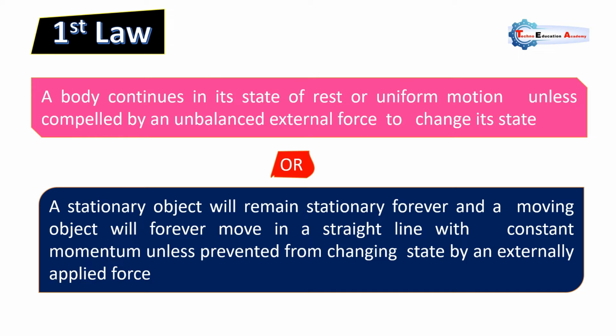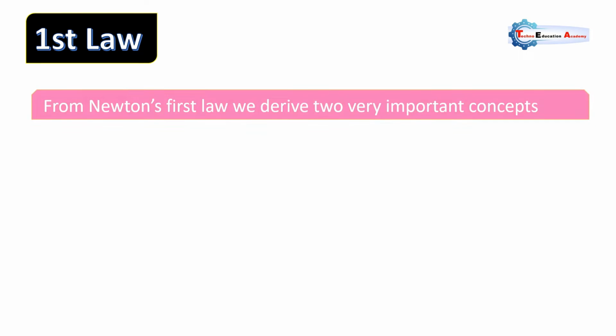First law of Newton. A body continues in its state of rest or uniform motion unless compelled by an unbalanced external force to change its state. We can also write this statement as: a stationary object will remain stationary forever, and a moving object will forever move in a straight line with constant momentum, unless prevented from changing state by an externally applied force. Okay, this is the first law of Newton.